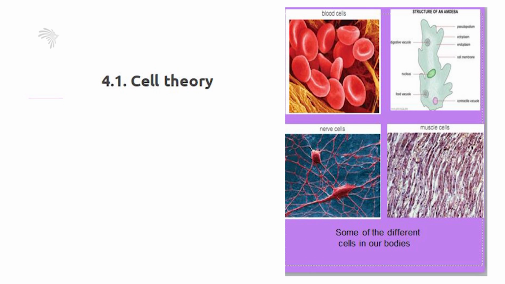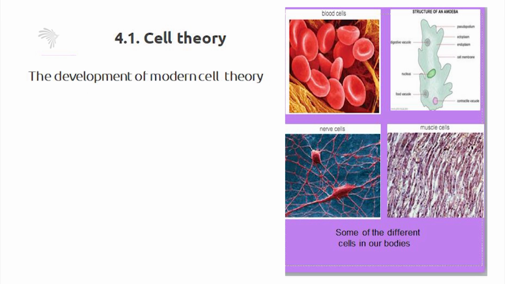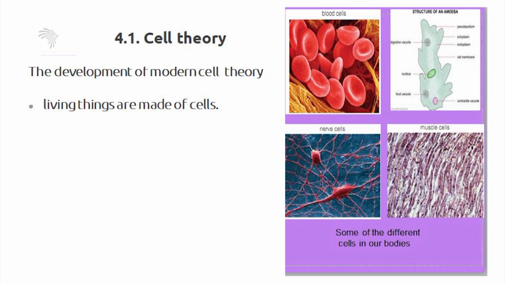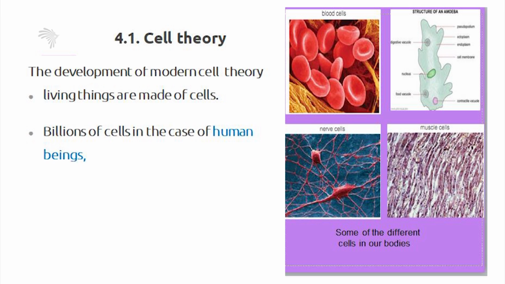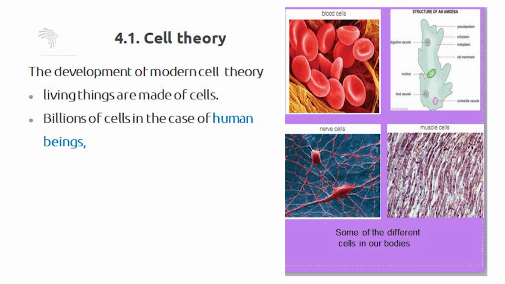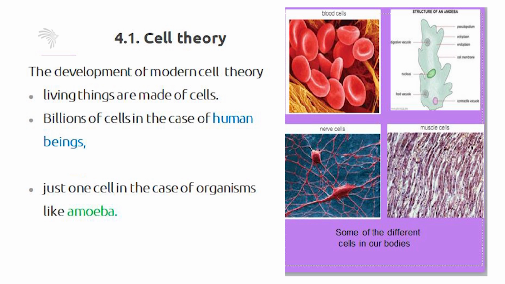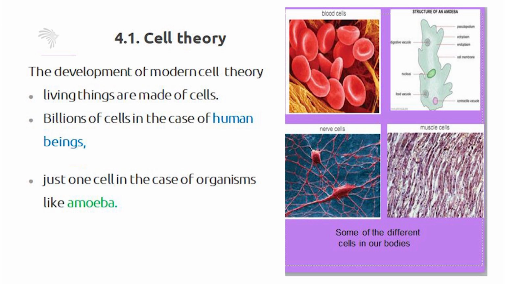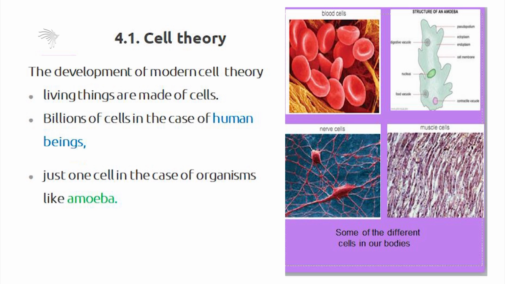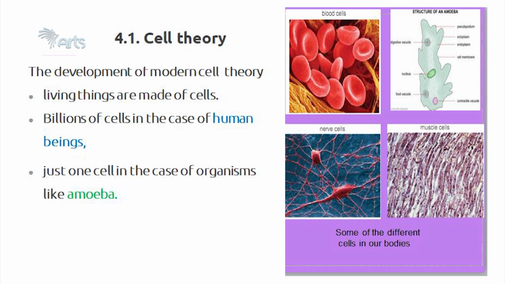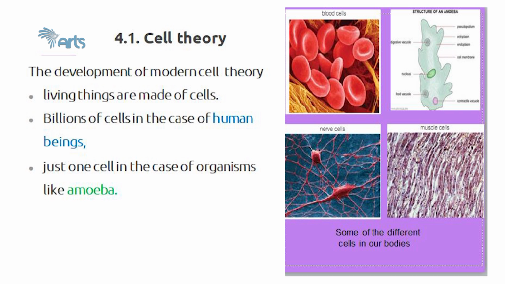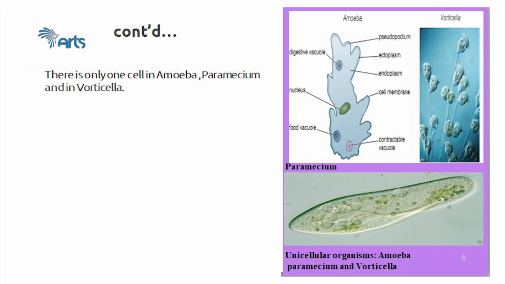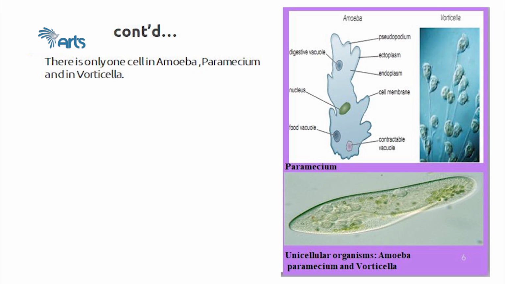Before scientists told us about the cell, they developed different kinds of theories. So here, the development of modern cell theory: living things are made of cells. It explains billions of cells in the case of human beings, and just one cell in the case of organisms like amoeba. You can see in this slide there are human cells, different blood cells, nerve cells, muscle cells, and a single cell also, the amoeba cell. And there is only one cell in amoeba, paramecium and vorticella.